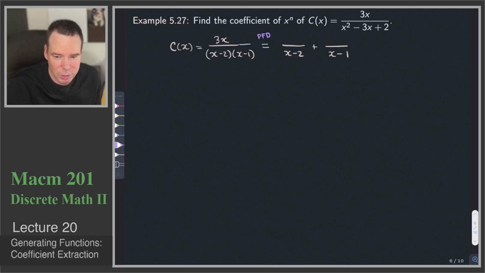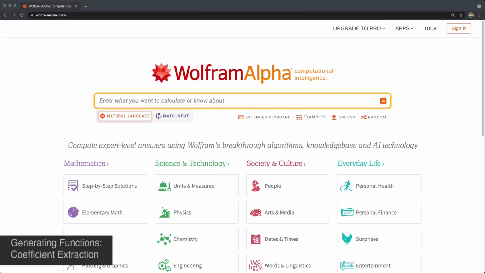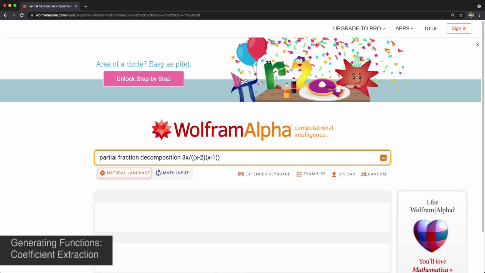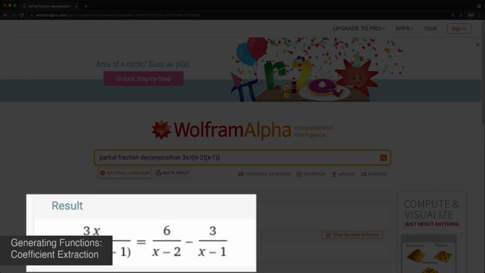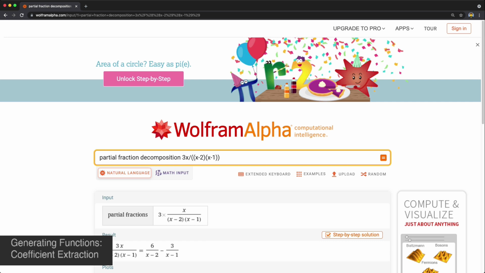Well, right now, before we do it by hand, I'm just going to get a computer to do this for me. So what I'll do is I'll ask it, do a partial fraction decomposition of this thing. Wolfram Alpha is happy to do it. And the result there is at the bottom. Tells us that we can write that rational function as 6 over x minus 2 minus 3 over x minus 1. And so there we go.